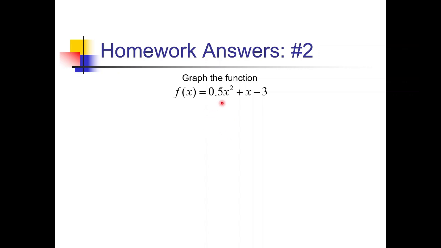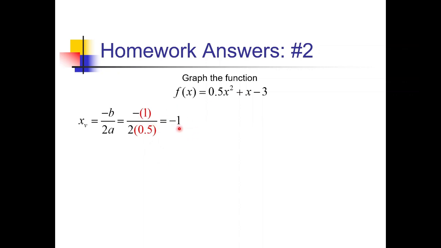For this problem, since we're in standard form, let's go ahead and find the vertex with that vertex formula. X of the vertex equals negative b over 2a. So in this case, that's going to be a negative invisible 1 right here over 2 times 0.5. Now this looks kind of gnarly, but 2 times 0.5 is just 1. So this is just negative 1 over 1, or just negative 1.